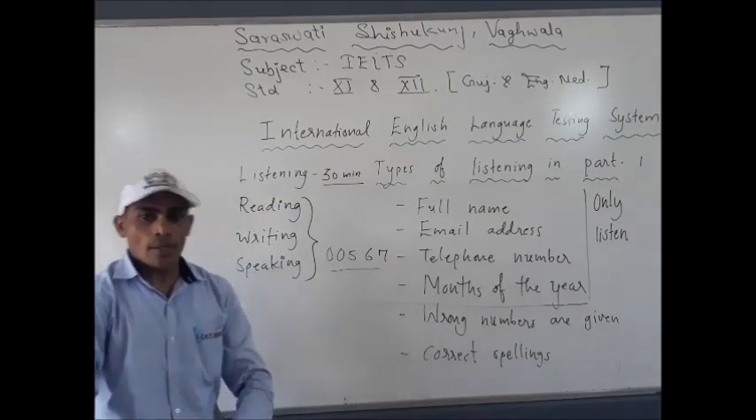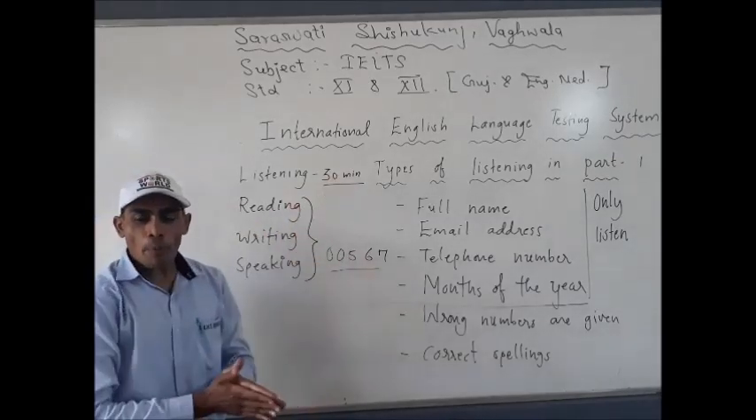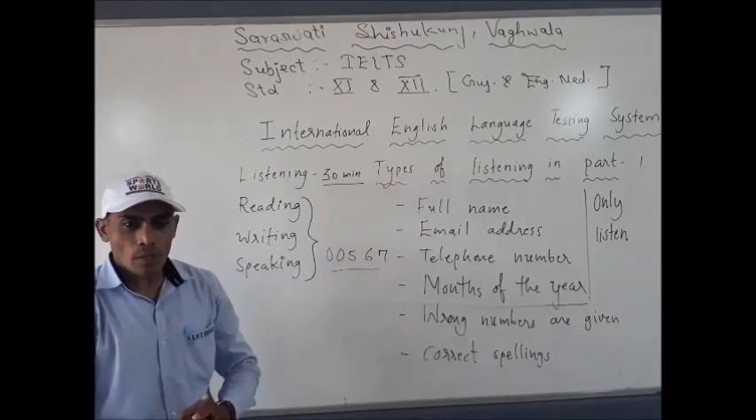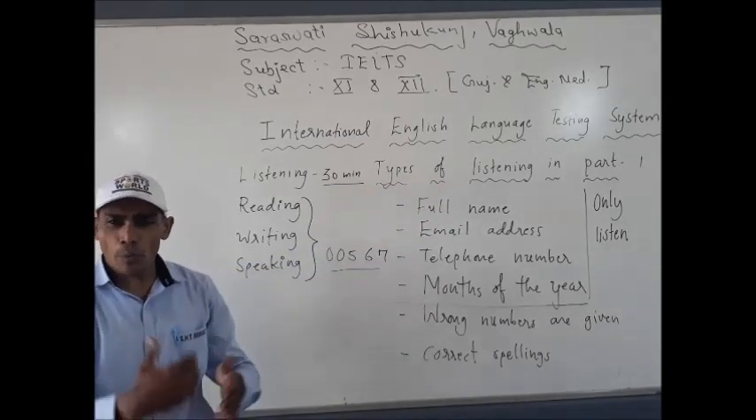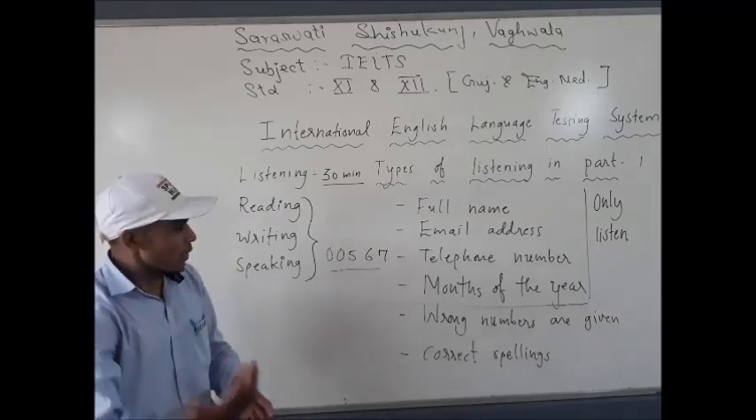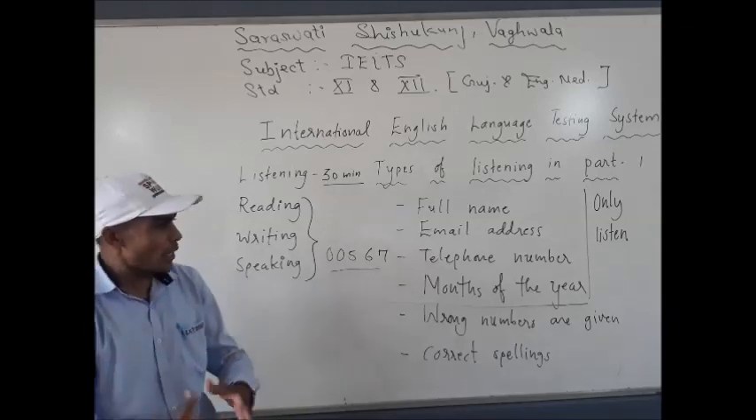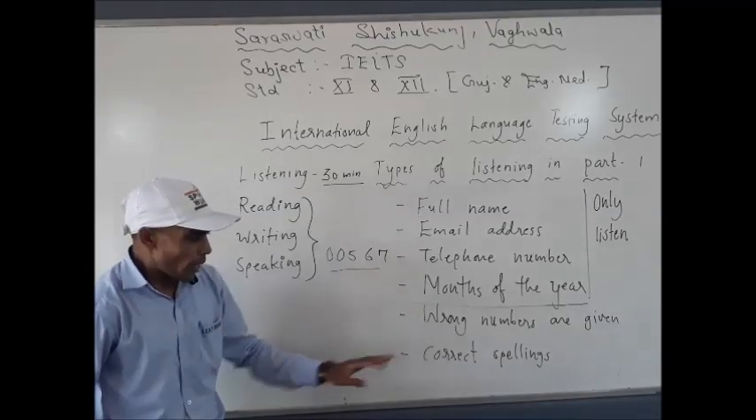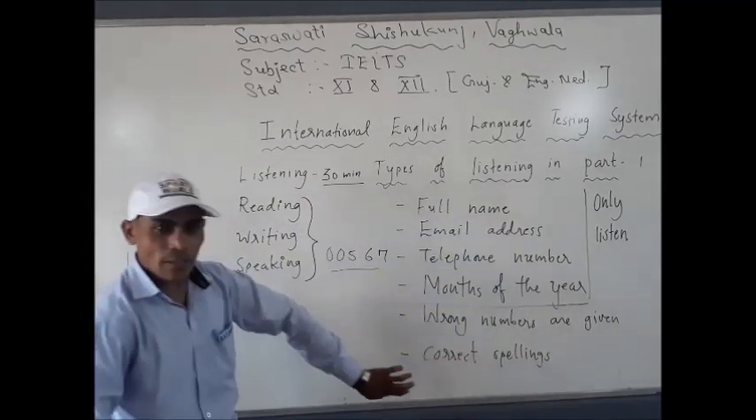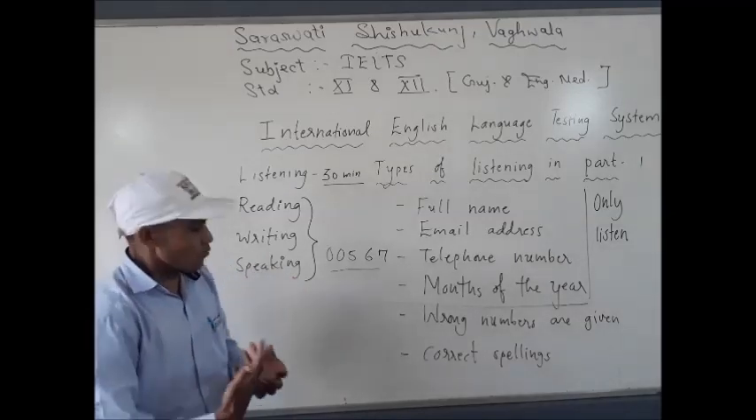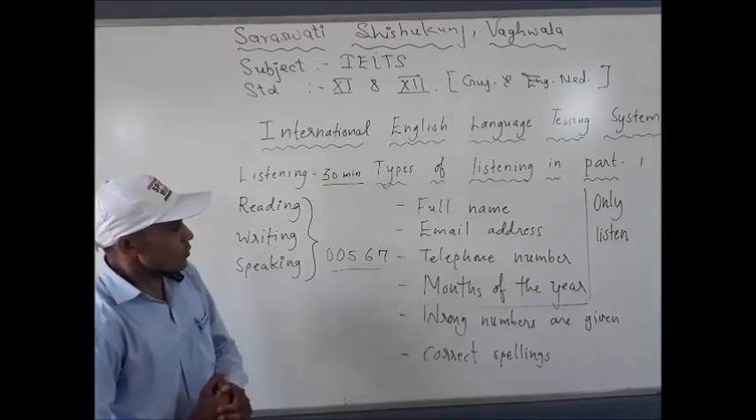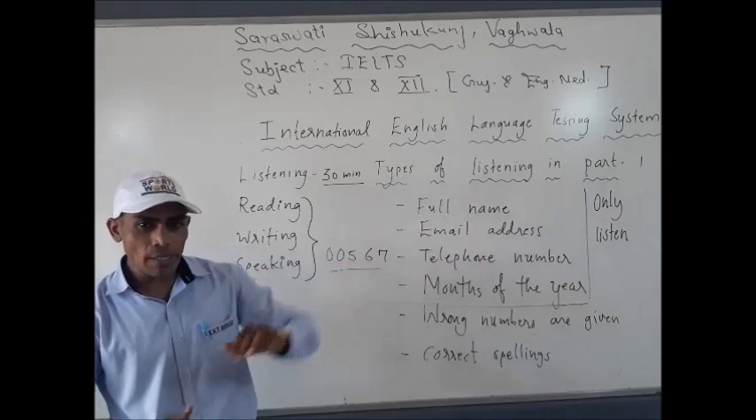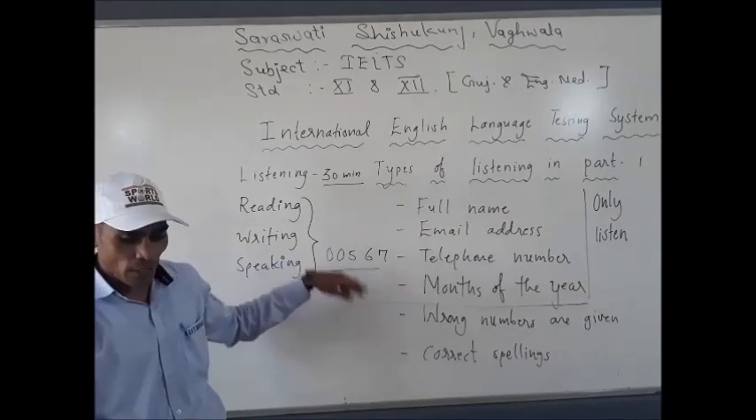And students, we have completed the whole part. I have explained what type of questions we get in part 1. You need to understand that part 1 is approximately 7 to 8 minutes. In the type of question, we discussed what information we get, as I mentioned: full name, email address, telephone number, months of the year, and these are the words I have written for the tips or strategies. Now students, the whole listening is 30 minutes. Part 1 is meant for approximately 7 to 8 minutes, and this is the information that we get.